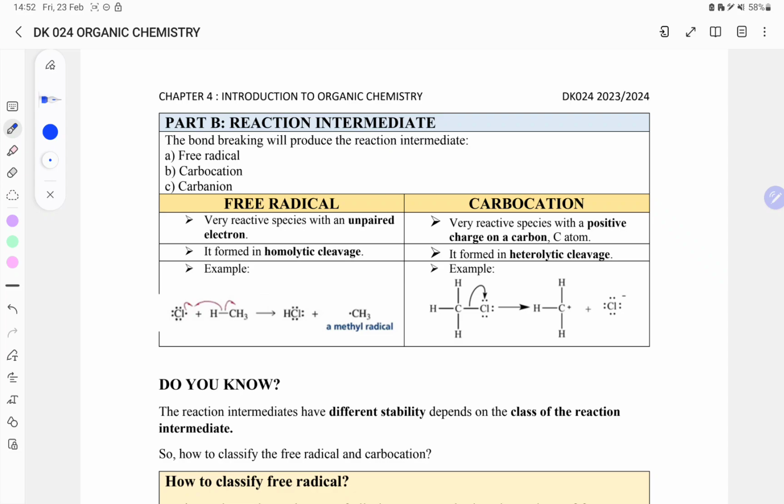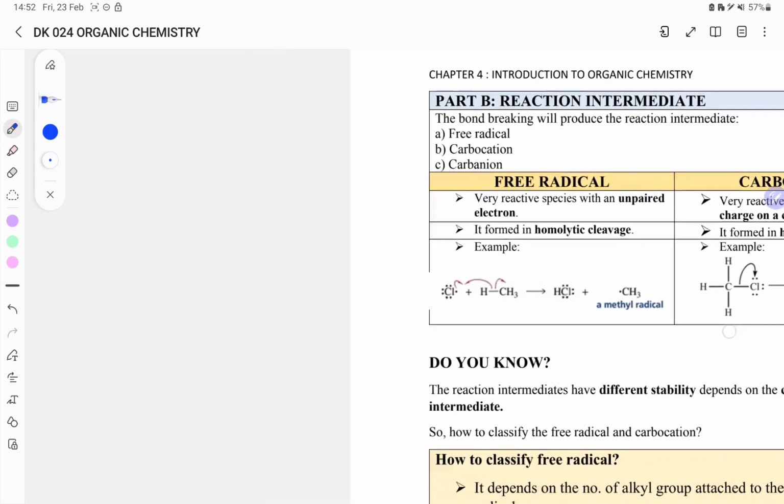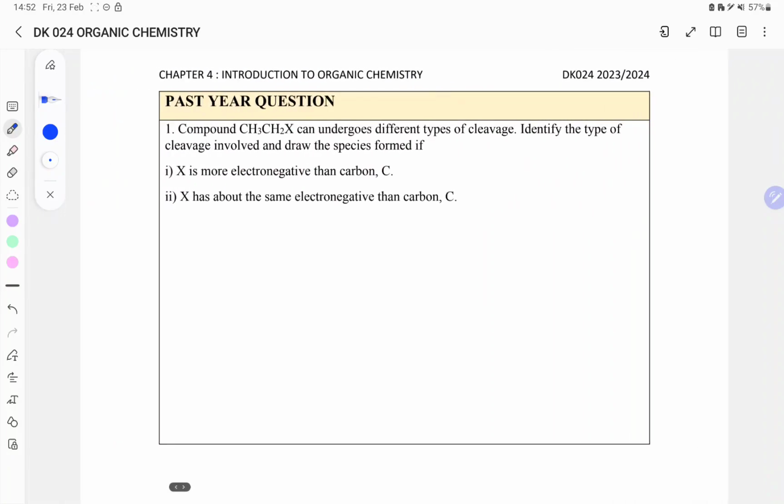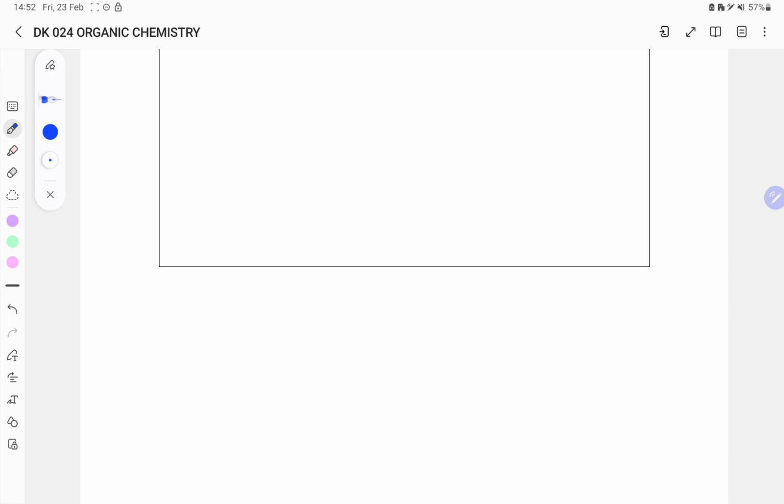So we are going to start with where we left off, which is bond cleavage. One of my classes has not finished bond cleavage yet, only reached homolytic. Sorry, lang. So saya akan continue daripada homolytic cleavage. So let's recap back for those yang kita dah masuk tu.